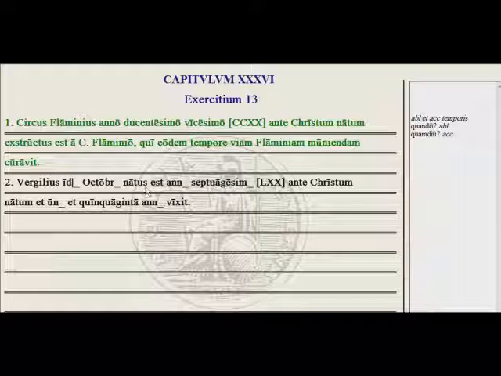Okay, try the rest of those and make sure there are a couple here where you do have to put things into the accusative if it's a duration of time. So if you get it wrong, it may be because of that. So pay attention between the ablatives and the accusatives.